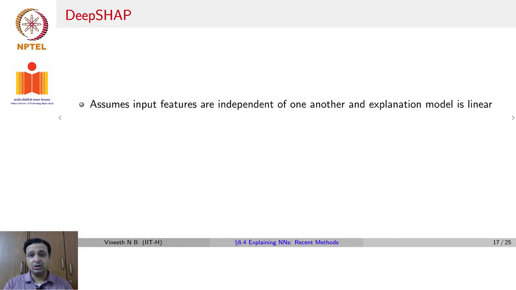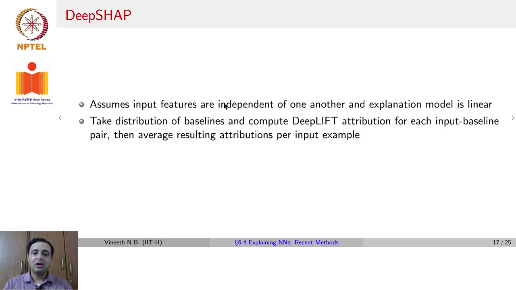There's an extension of SHAP called deep SHAP, once again where the input features are assumed to be independent of one another and the explanation model is linear. But now the reason it's called deep SHAP is it's a combination of SHAP and deep lift, and you take a distribution of baselines and compute the deep lift attribution for each input baseline pair, and then you average the resulting attributions per input example to define your V or value function.